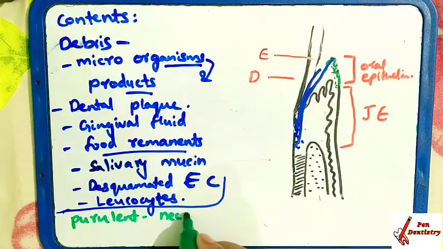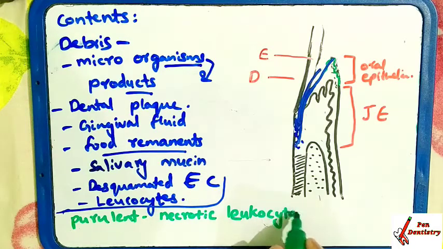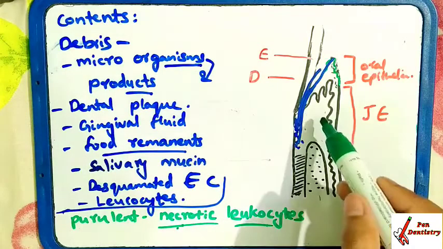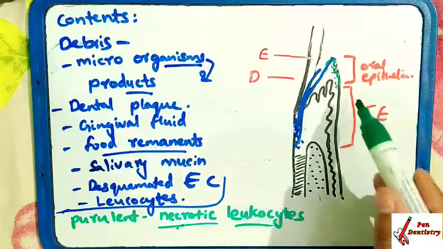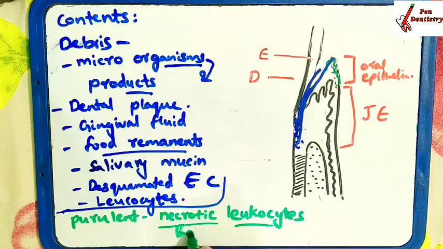Why necrotic leukocytes? Because the bacteria are so many that they are not killed by these leukocytes, so the leukocytes themselves get killed by the bacteria. And degenerative changes will be seen. Dead and living bacteria, both you can see in the junctional epithelium during pocket formation, both living as well as dead bacteria.